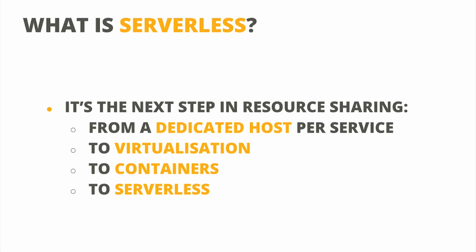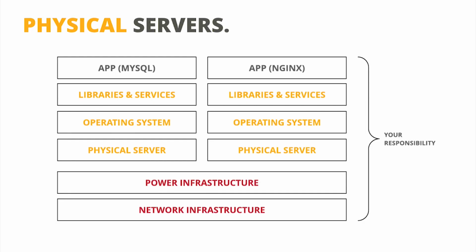Then we moved on to containers, which are even smaller, and you don't need to manage the operating system anymore. You only manage the packages. And now we're moving to serverless. I have some diagrams showing what the responsibility models for those things are. Starting with physical servers, if you maintain your own physical servers, your responsibility is everything from the network infrastructure to the power infrastructure, managing the physical server, the operating systems on it, the libraries and servers that are installed, and then the app that you actually need. So this is a lot of work to maintain.